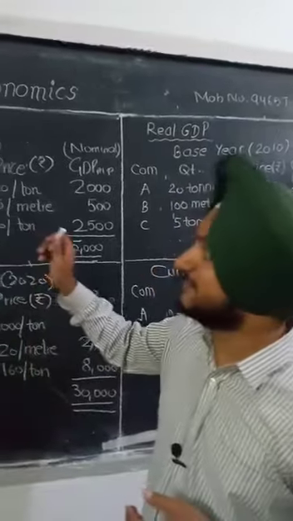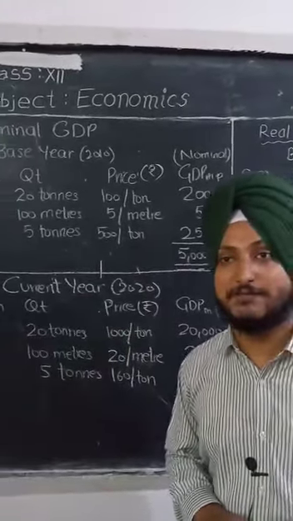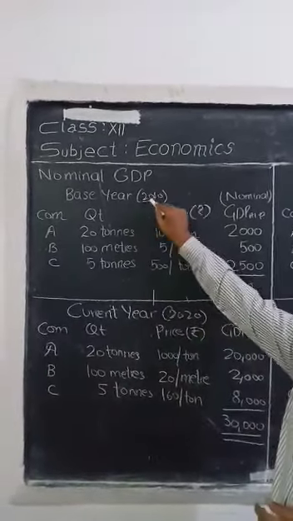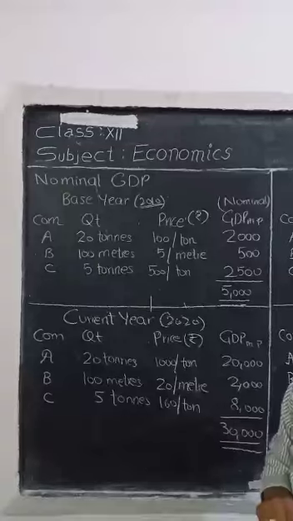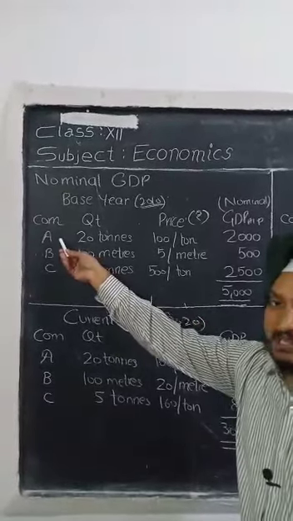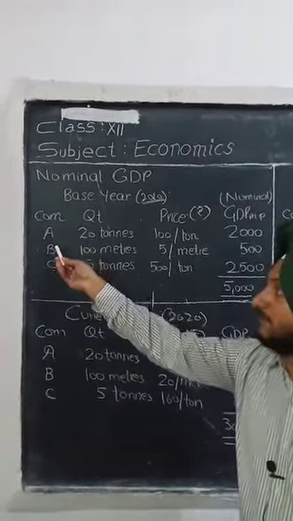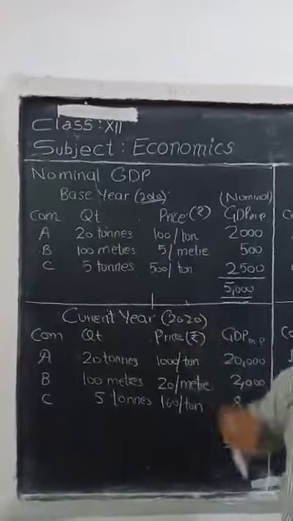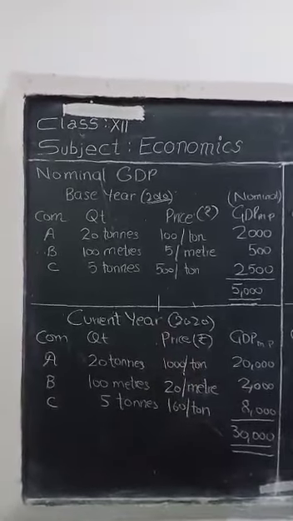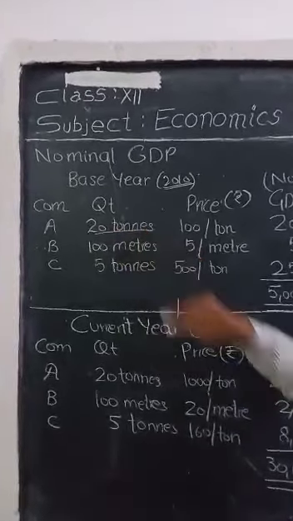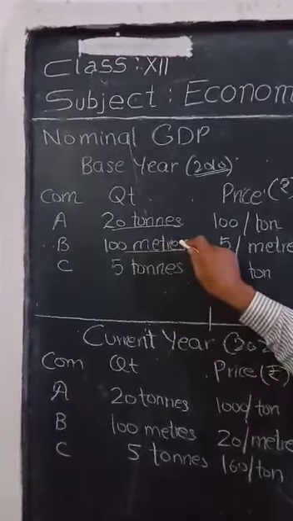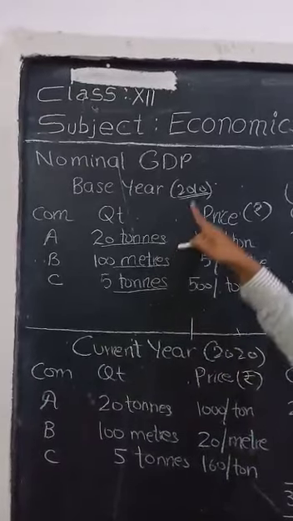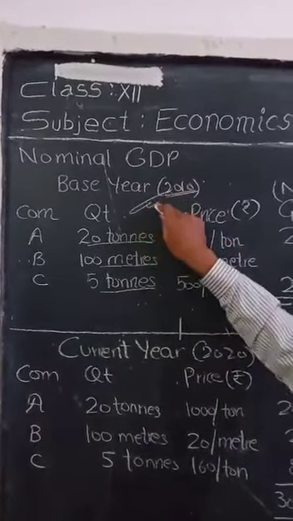Now you can see a very small numerical I have chosen for you, for nominal GDP. This is the base year, we are talking about 2010. Any commodity A, that can be wheat, sugar, any B, C, any three commodities we have taken. The quantity we have produced, these are all examples for you: 20 tons in a year, 100 meters of cloth, and 5 tons in a year. This is our production in 2010.